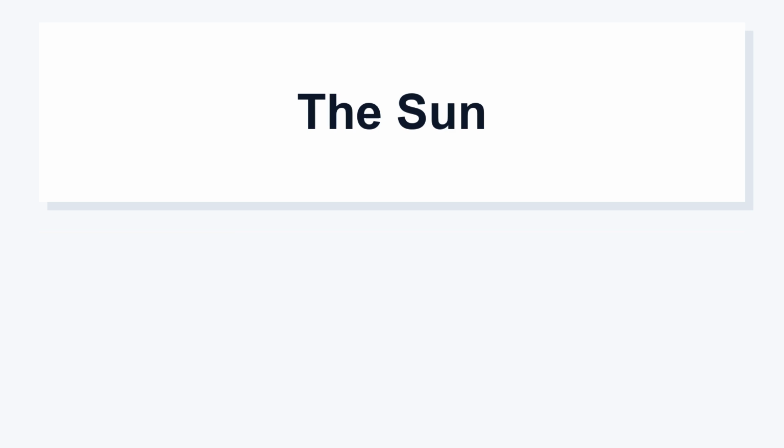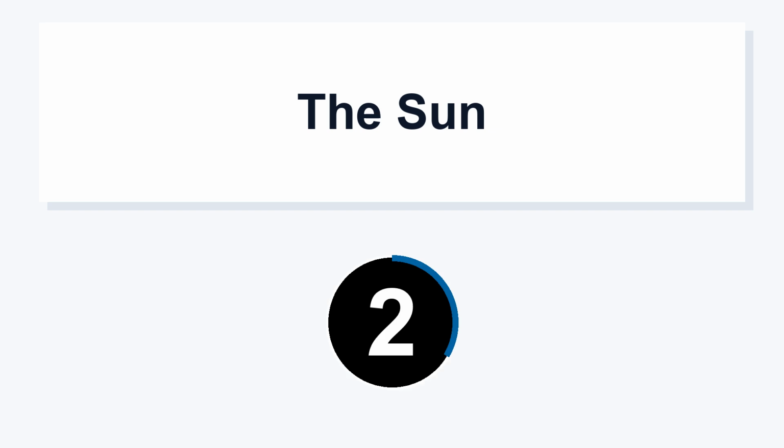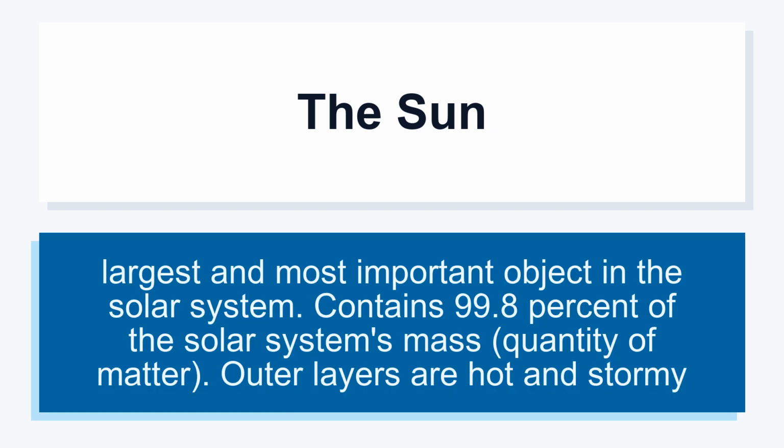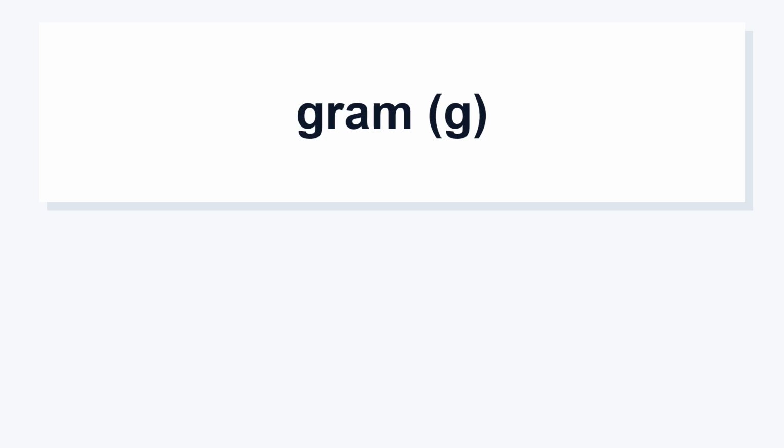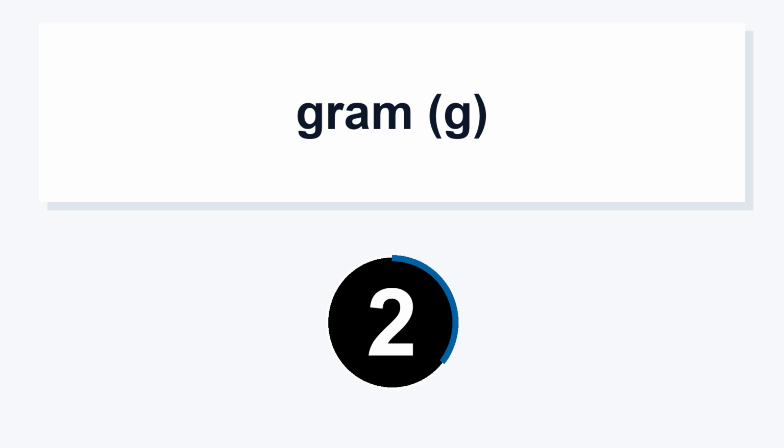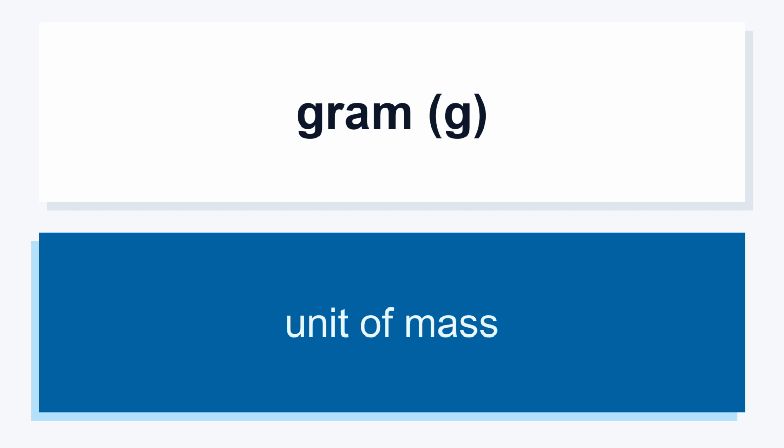The sun: the largest and most important object in the solar system. It contains 99.8% of the solar system's mass. Mass: quantity of matter. Outer layers are hot and stormy. Gram, g: unit of mass.